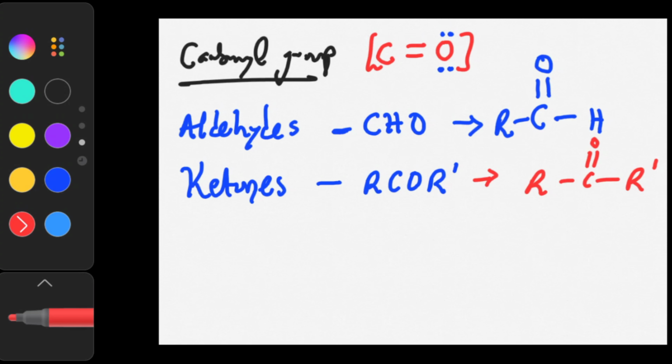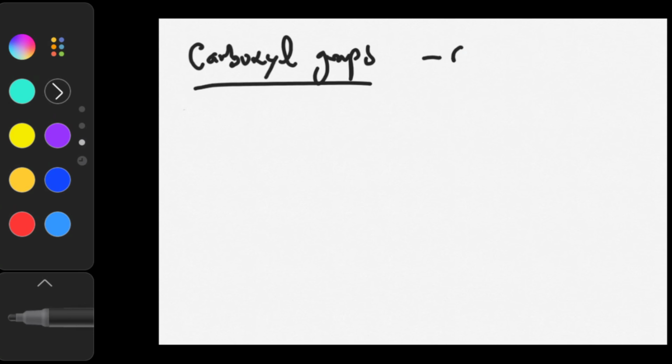So whenever you see this functional group, you should be able to say that, okay, this is an aldehyde and this is a ketone. All right, so we'll look at the next one. We have the carboxyl groups. Remember, we've looked at the hydroxyl groups, we looked at the amide group. Then the carboxyl groups, okay, they contain the COO functionality.